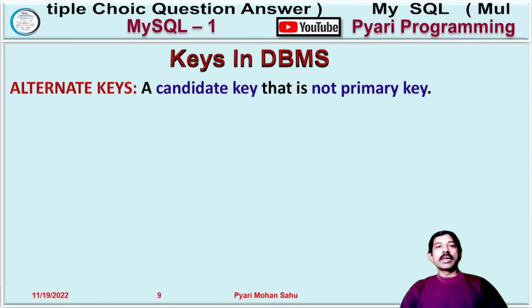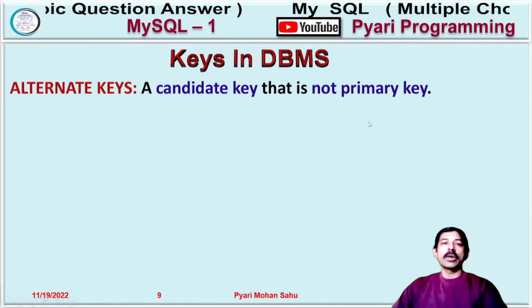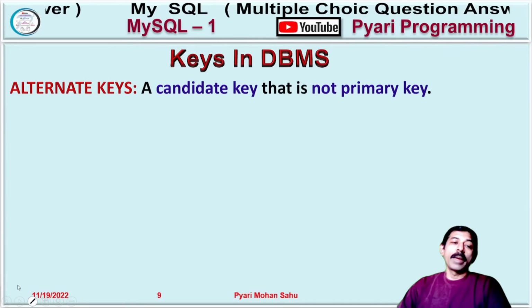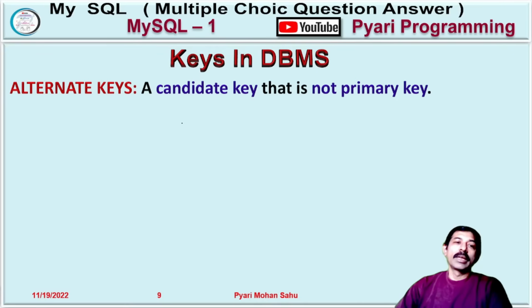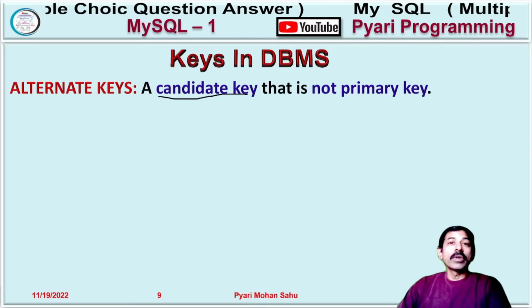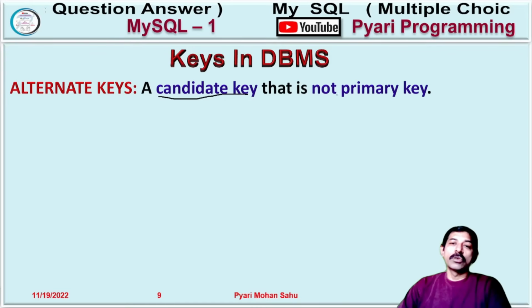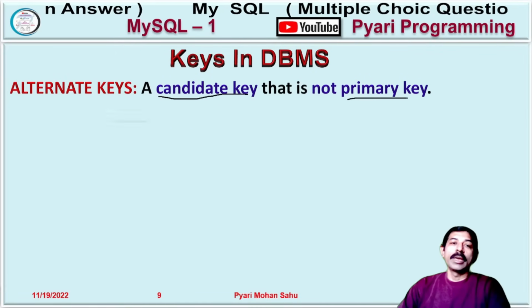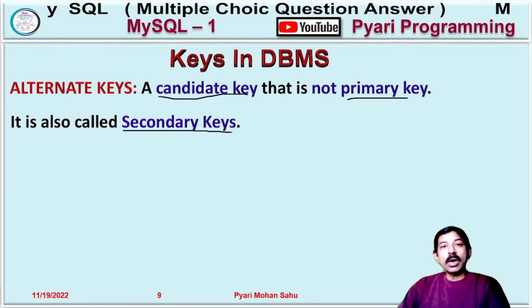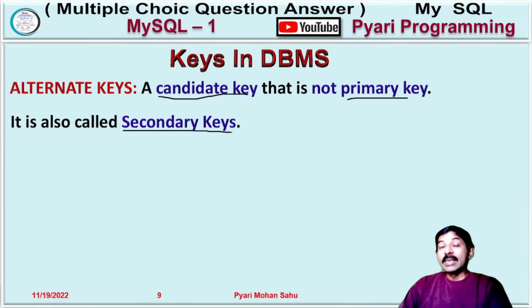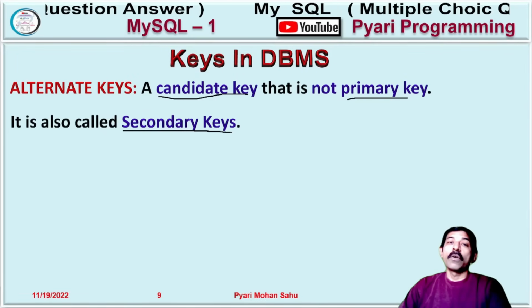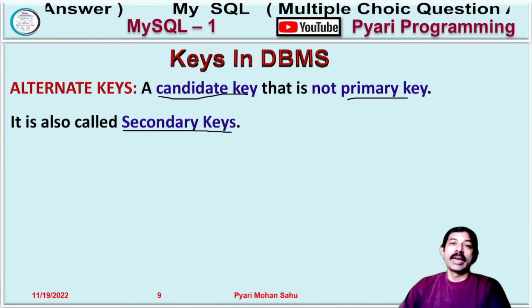Now we'll see what is an alternate key. It says that an alternate key is a candidate key, but it is not selected as a primary key. Then that is called your alternate key. That means an alternate key is also a candidate key, or we can say it is a part of candidate key which is not considered as a primary key. It is also called a secondary key because it is not a primary key, but it is considered to be an alternate for the primary key. That's why it is called secondary key.